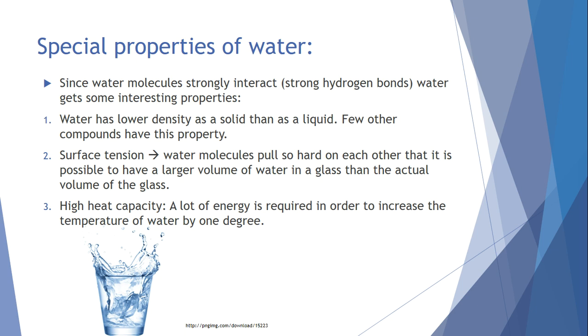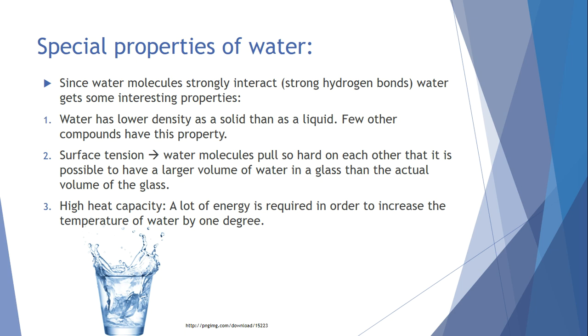Water also has surface tension due to the hydrogen bonds they form. So it's actually possible to have a larger volume of water in a glass than the actual volume of the glass, because some water is going to be stuck together with high surface tension on the top. And surface tension is essential for plant life, for example, as they pull up water to the treetops using this method.